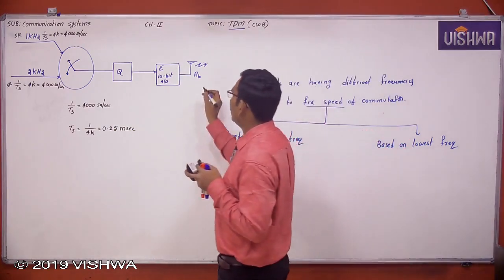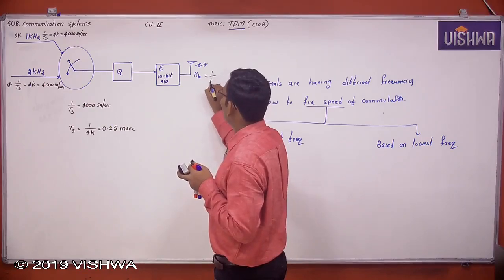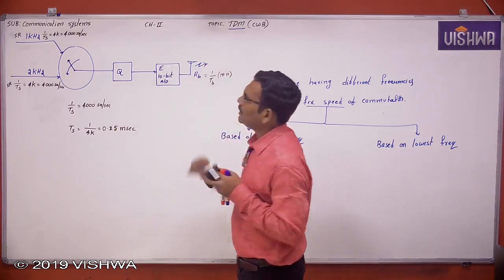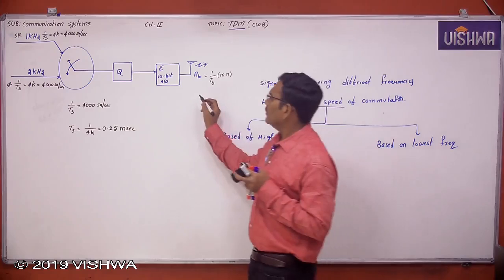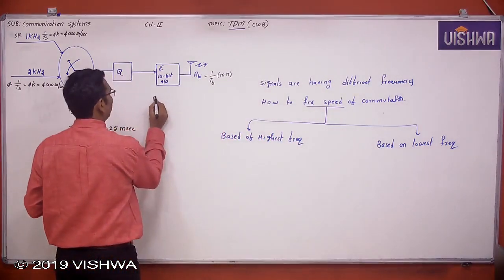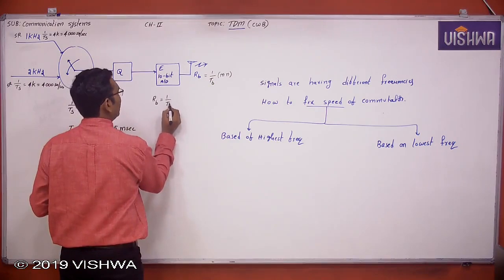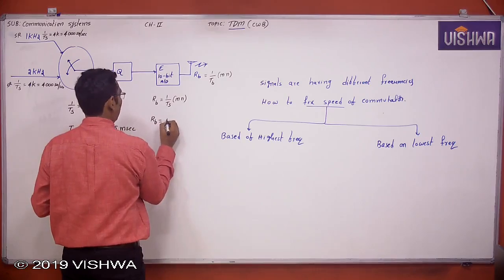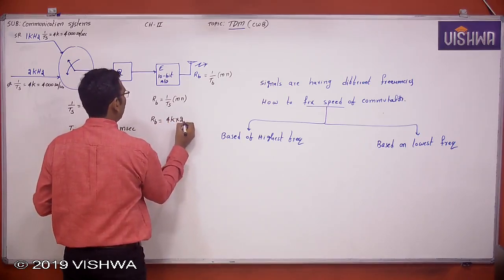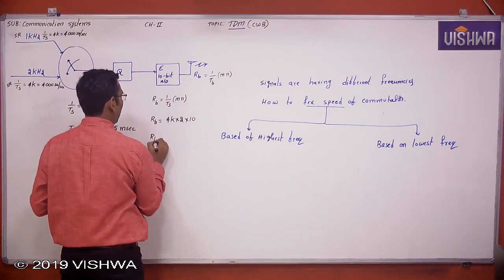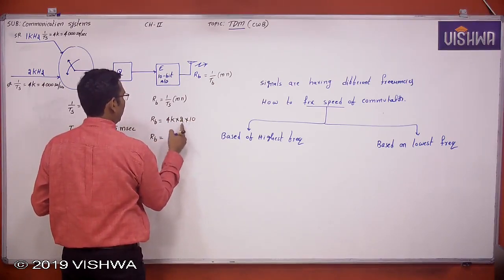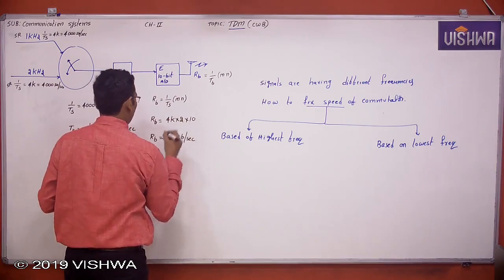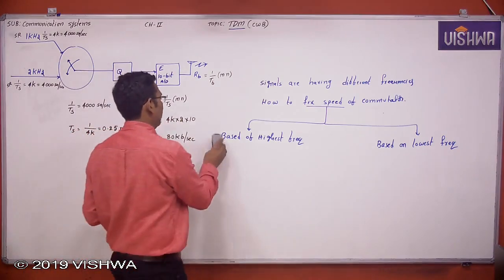Therefore, what is the bit rate Rb? The bit rate Rb equals 1 by Tb into M into n, because this is a time division multiplexed signal. Therefore, bit rate Rb equals 1 by Ts into capital M into small n, which is 4 kilo into 2 into 10. So 4 into 2 is 8, into 10 is 80 kilo bits per second. So 80 kilo bits per second is the bit rate.